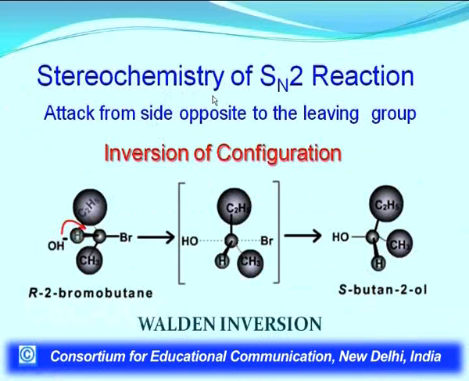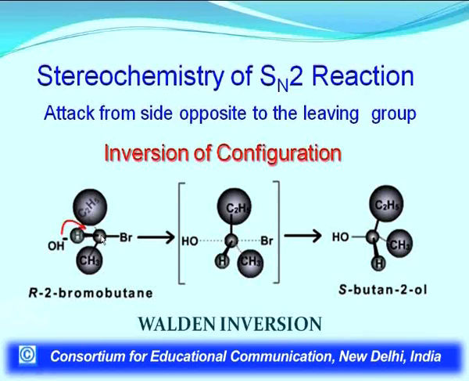Then as I said, we will talk about the stereochemistry of the SN2 reaction. Stereochemistry means what happens to the molecule if our molecule is optically active. Only then can we observe the stereo factors. This is R-2-bromobutane. This R refers to the isomer, which is named according to the IUPAC system as R or S.